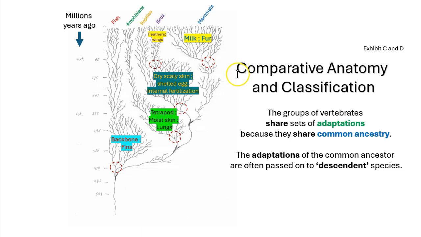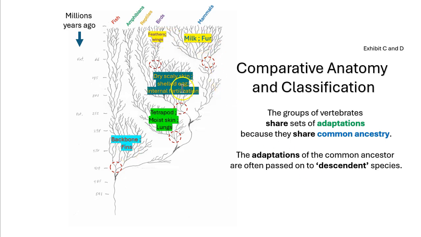And now let's combine comparative anatomy with classification and make the following observation. Take the mammals up here. Mammals tend to have these characteristics: they produce milk and have fur. And of course, the birds have the feathers and wings. And the reptiles have dry, scaly skin, shelled eggs, internal fertilization. And the amphibians, they're tetrapods, moist skin, they have lungs. And of course, the fish have fins and a backbone, etc.